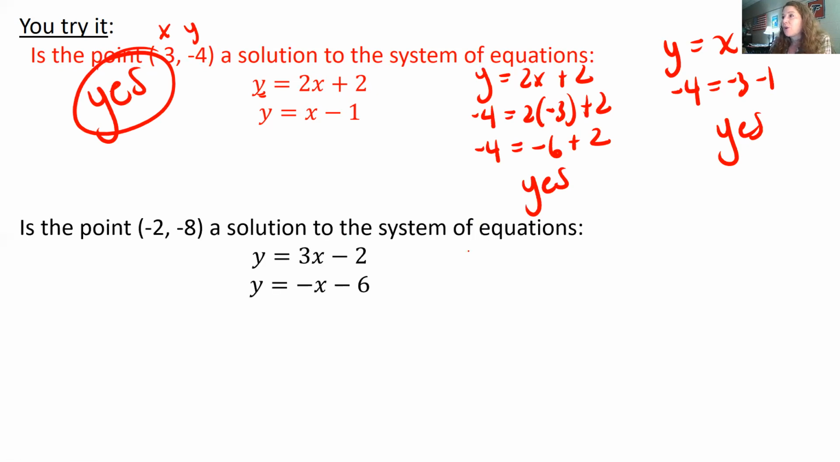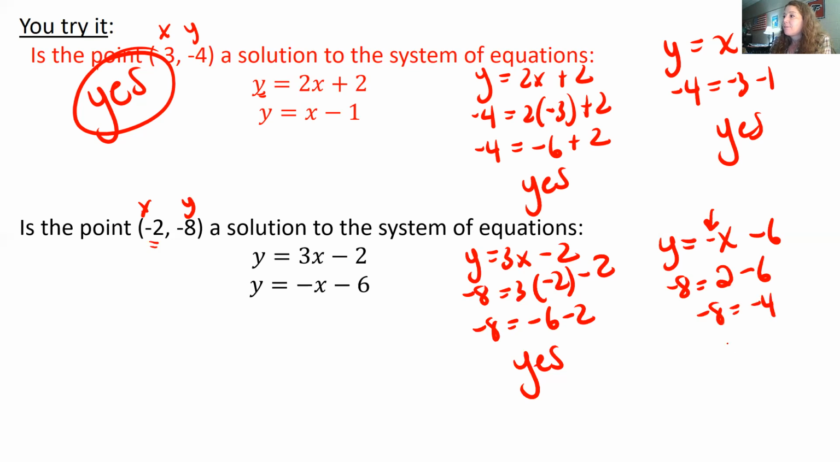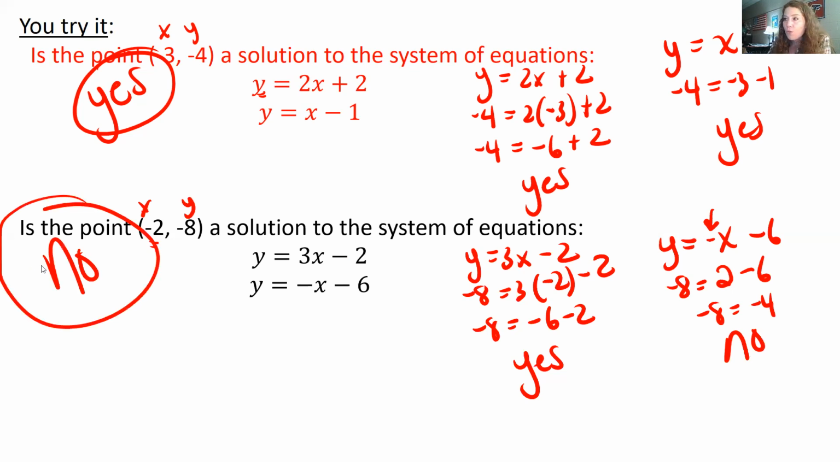All right, what about the next one? So y equals 3x minus 2. Here's our x, here's our y. So -8 is equal to 3 times -2 minus 2. So -8 is equal to -6 minus 2. So I get a yes. And then I'm going to have -x minus 6. So -8 is equal to the opposite of -2. This means the opposite of x. X is -2, so the opposite of -2 is +2. So that means that this is a no, isn't it? So the answer to the whole question is no.